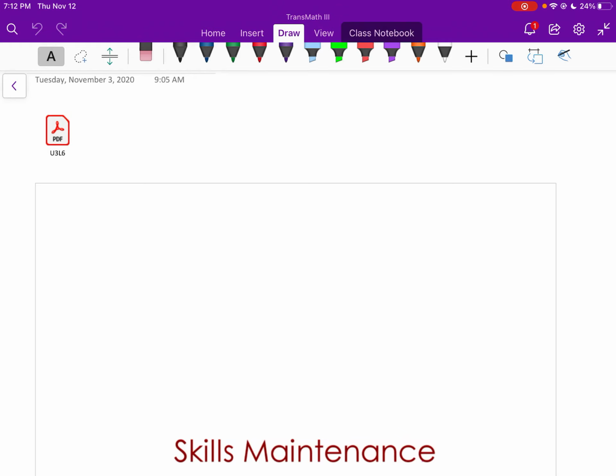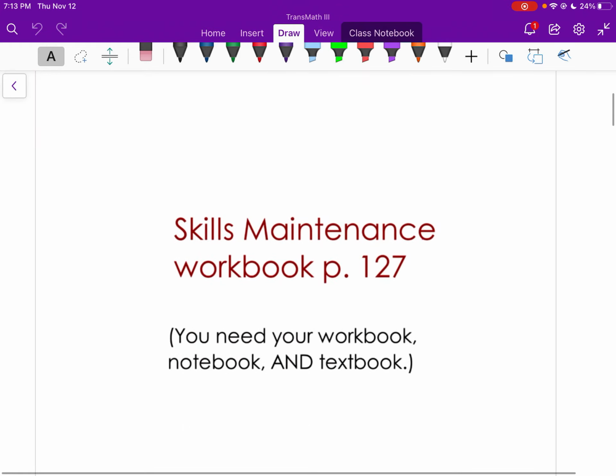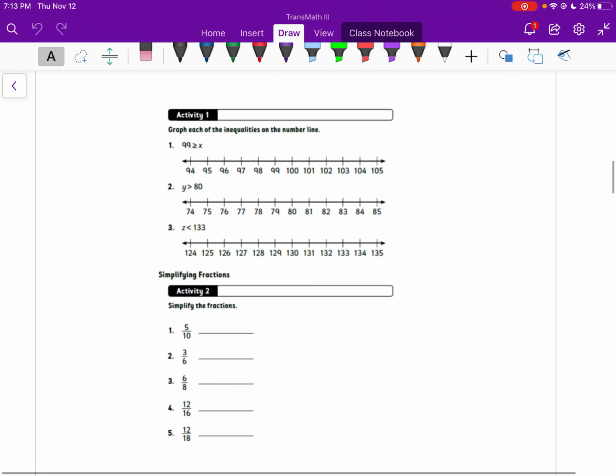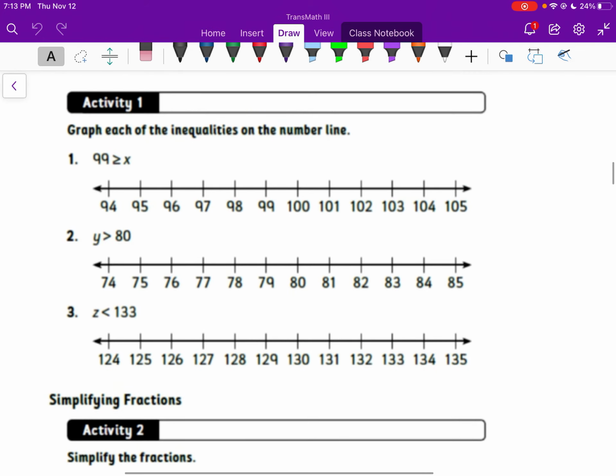Unit 3, Lesson 6. Okay, to start off, go ahead, work on your skills maintenance on page 127 of your workbook. So pause the video and work on that. Alright, now that we're back, graph each of the inequalities on the number line.